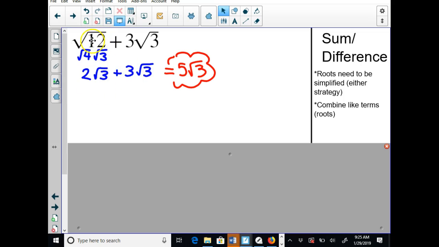Here, the square root of 12 was simplified by using strategy 1. The highest perfect square that goes into 12 is 4. The square root of 4 times the square root of 3 is the square root of 12, which is 2 square roots of 3. They are now like terms. We can combine them to give us 5 square roots of 3.